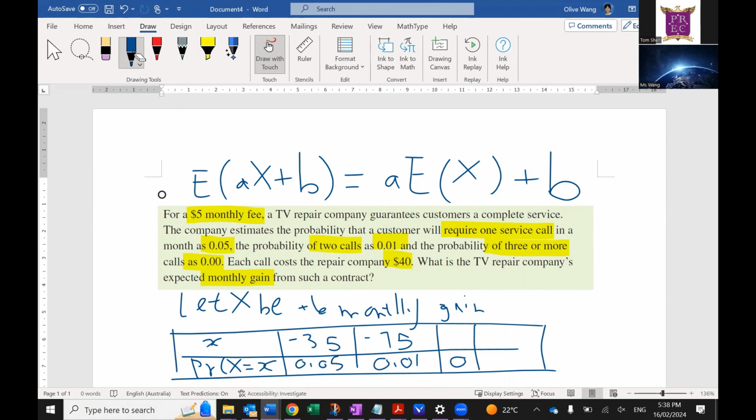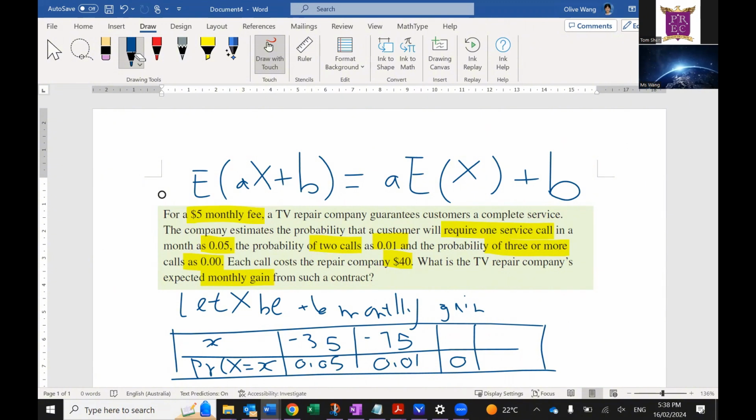What's the rest then? 3 or more. Remember, I cannot work out the monthly gain because I don't know if that's 10 calls or something. But luckily it says it's 0 as well. So what's the last one then? The probabilities do not add up to 1. So what do I do then?